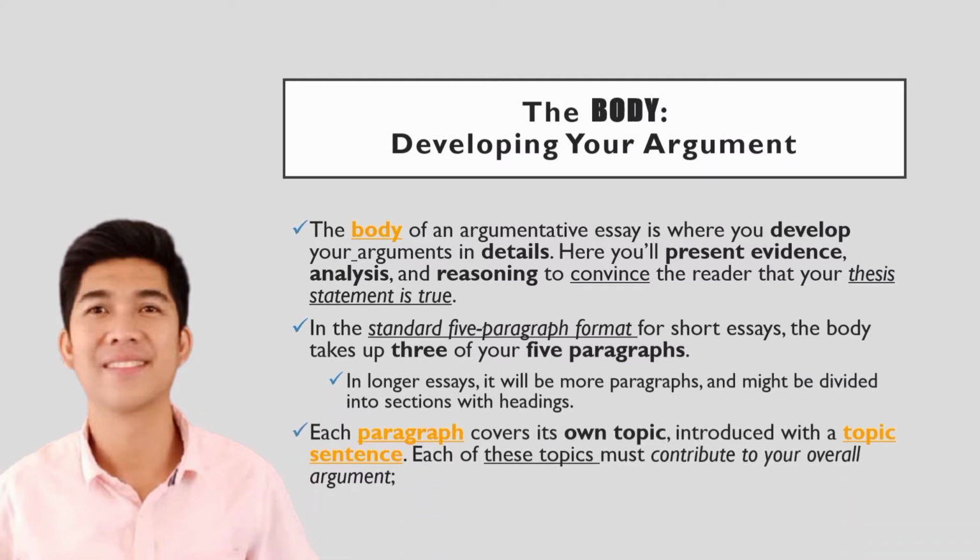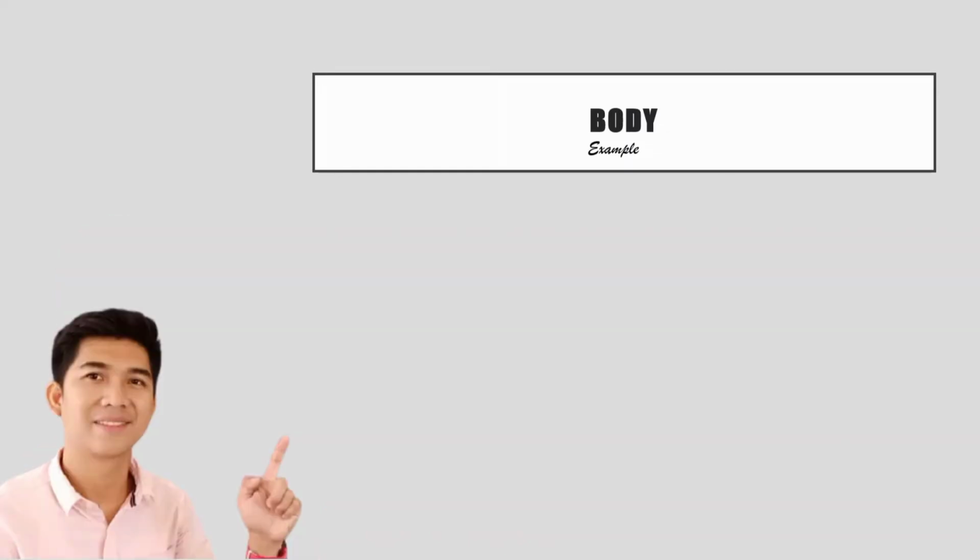Each paragraph covers its own topic, introduced with a topic sentence. Each of these topics must contribute to your overall argument. Don't include irrelevant information. Let us read an example for writing the body.